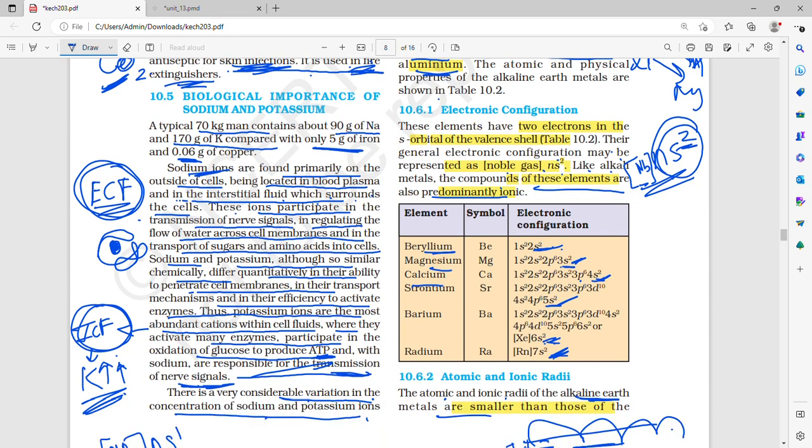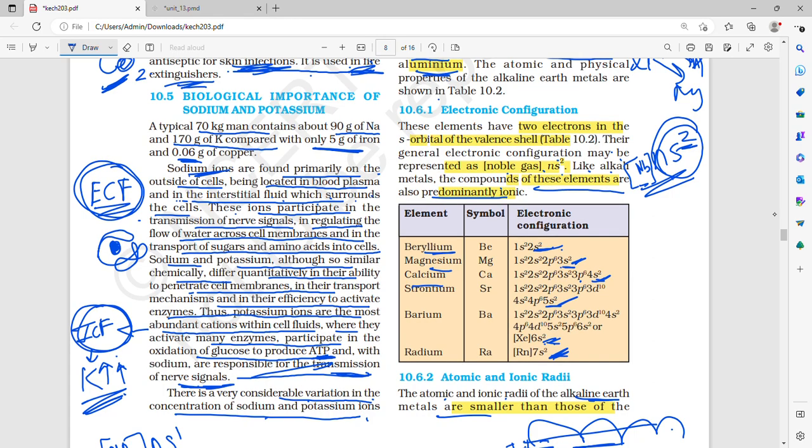Biological importance of sodium and potassium: a typical 70 kg man contains about 90 gram of sodium and 170 gram of potassium, only 5 gram of iron and 0.06 gram of copper. You will find more sodium in extracellular fluid and more potassium in intracellular fluid, which is the most important part. The most abundant cation in extracellular fluid is sodium. The most abundant cation in intracellular fluid, inside the cell, is potassium.